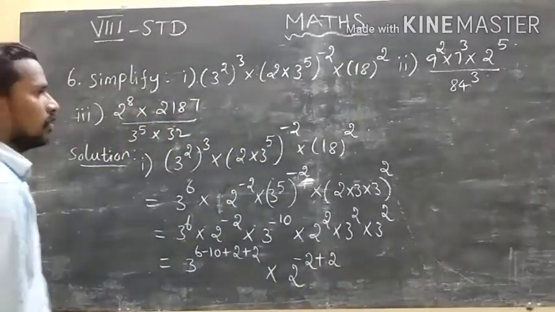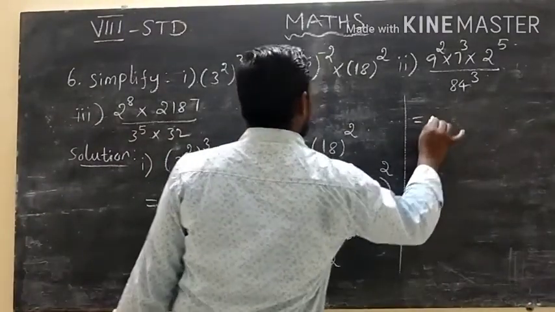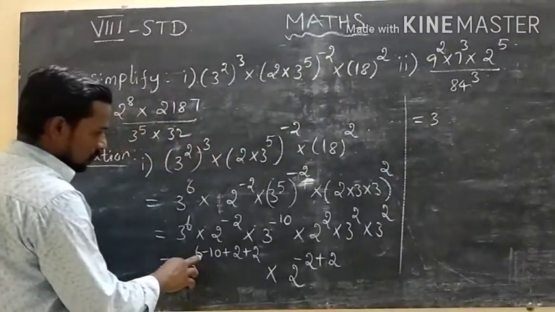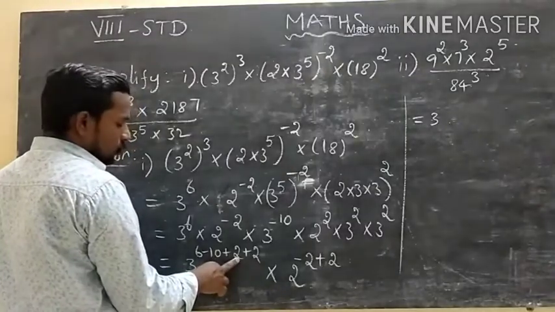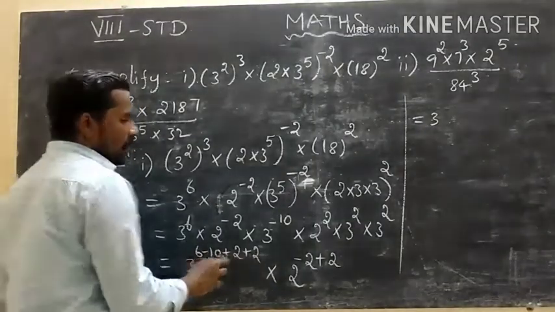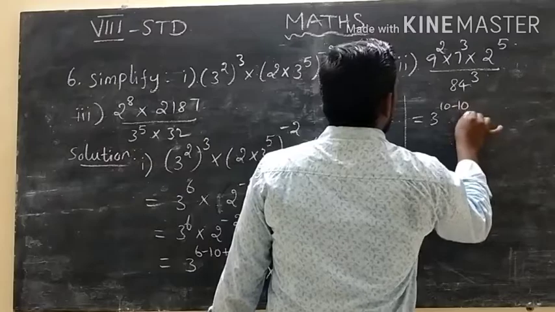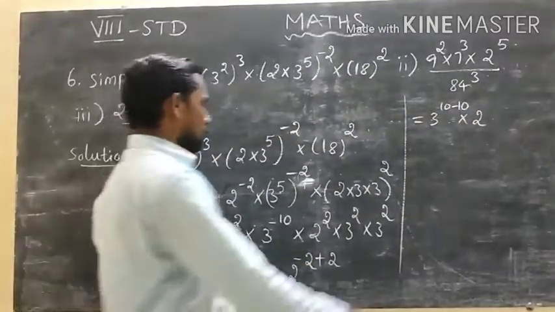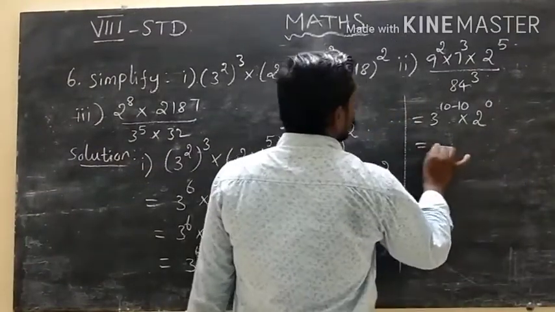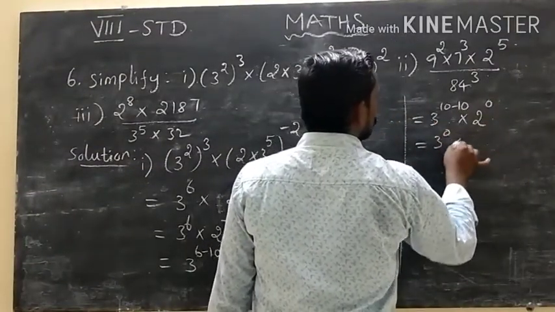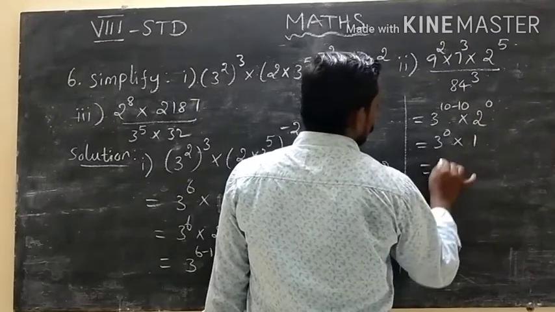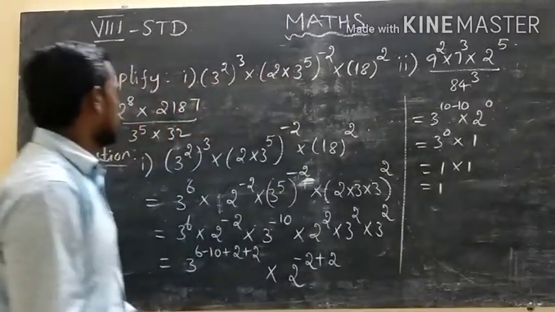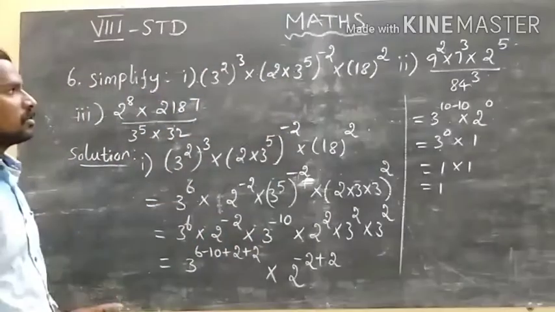So it is equal to 3 power, the plus values: 6 plus 2 is 8, plus 2 is 10, minus 10, so 10 minus 10, into 2 power minus 2 plus 2 is 0. So 3 power minus 10 plus 10 is 0, into 2 power 0 is 1. 3 power 0 is 1. 1 into 1 is 1. The first question answer is 1. That's all.